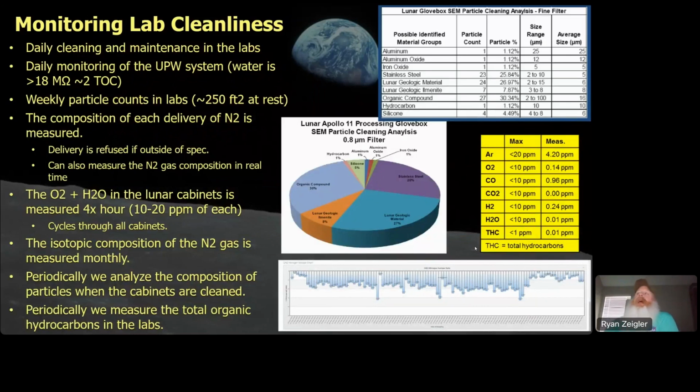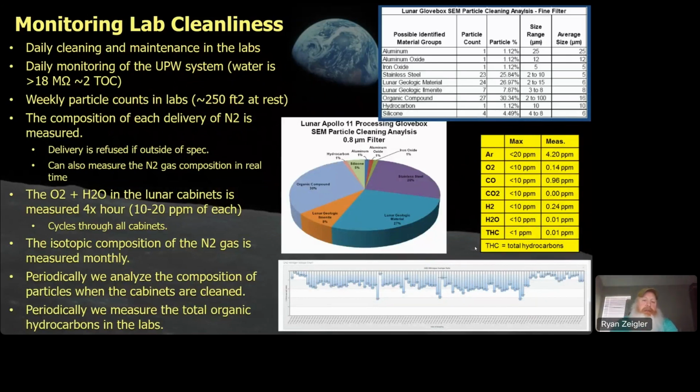And then the other thing that I think is lost sometimes is how much work goes into being able to demonstrate that you're actually keeping the samples as clean as you say you are. So, I said we have an ISO 6 clean room. We aren't officially ISO rated.